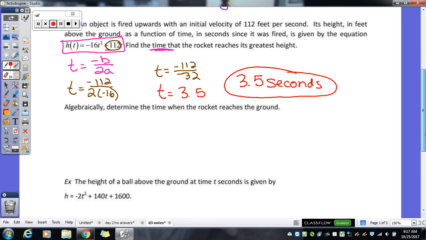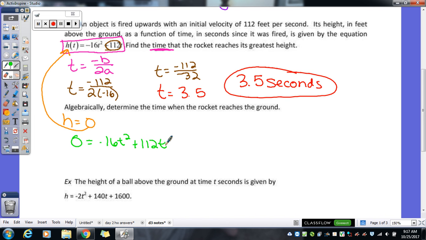So then the next part says, algebraically determine when the rocket will reach the ground. So when it reaches the ground, that means it has a height of 0. So you have to keep that in mind. When you've gone back down to the ground, we have a height of 0. So we're going to plug 0 in for the h part of your equation up there. So we're going to have 0 equals negative 16t squared plus 112t.